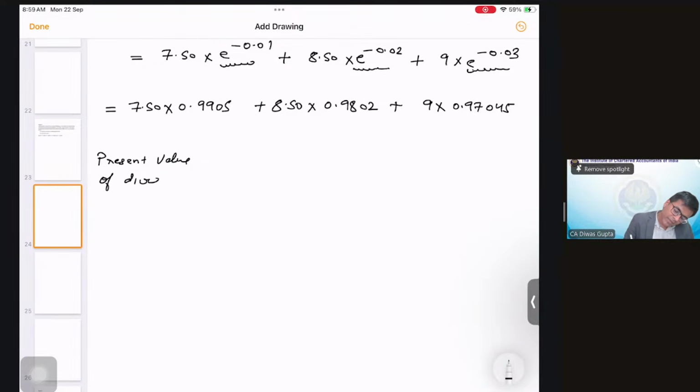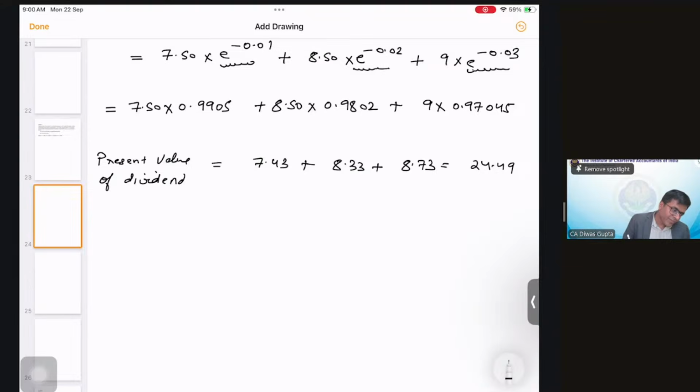Present value of dividend. If we multiply this, it will become 7.43 plus the second multiplication 8.33 plus 8.73. In totality, it becomes 24.49. Yes, very good. So these all become the present value of the dividends, right? 3 different dividends are to be paid. The present value is this much.